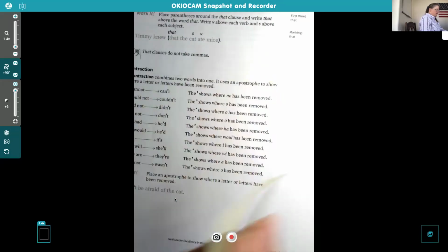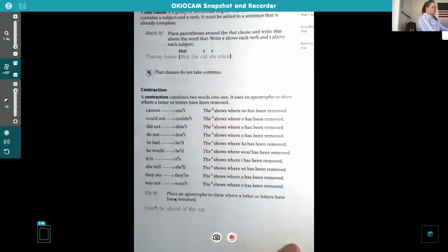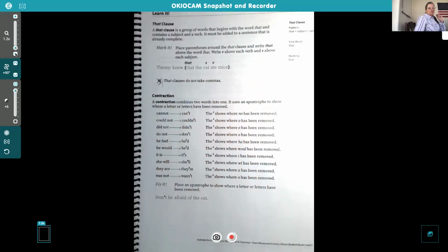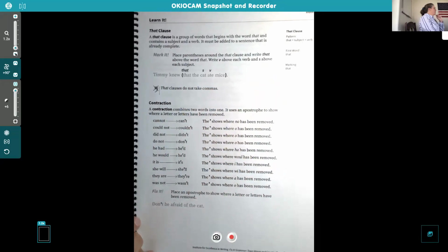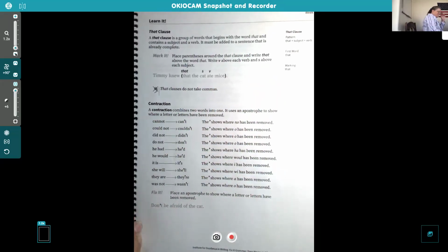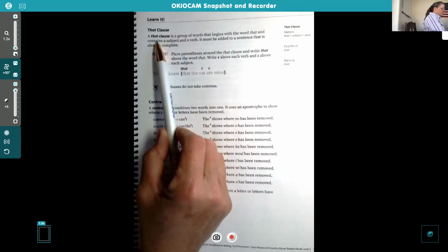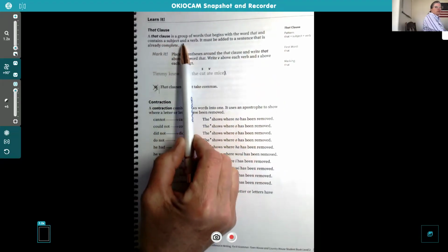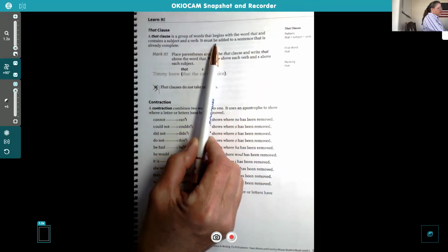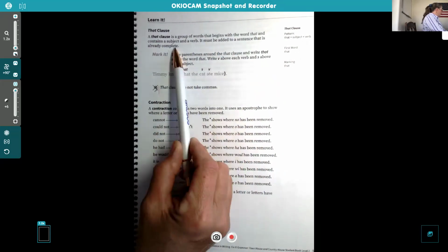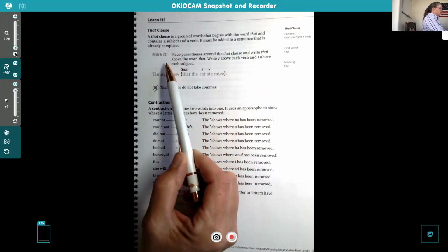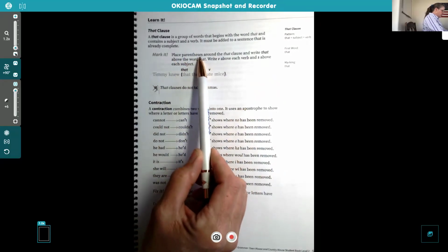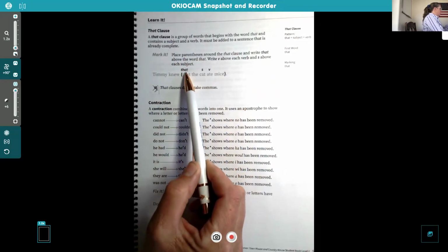Page 55. We are talking about the that clause. And guess what? It starts with the word that. It's kind of obvious. Yeah, it's an easy one. It's a group of words that begins with the word that, and it contains a subject and a verb. It must be added to a sentence that is already complete. It's just giving more information about what's already said. The way you're going to mark it is just like a who which clause. You're going to use parentheses, but instead of putting W/W, you put that.